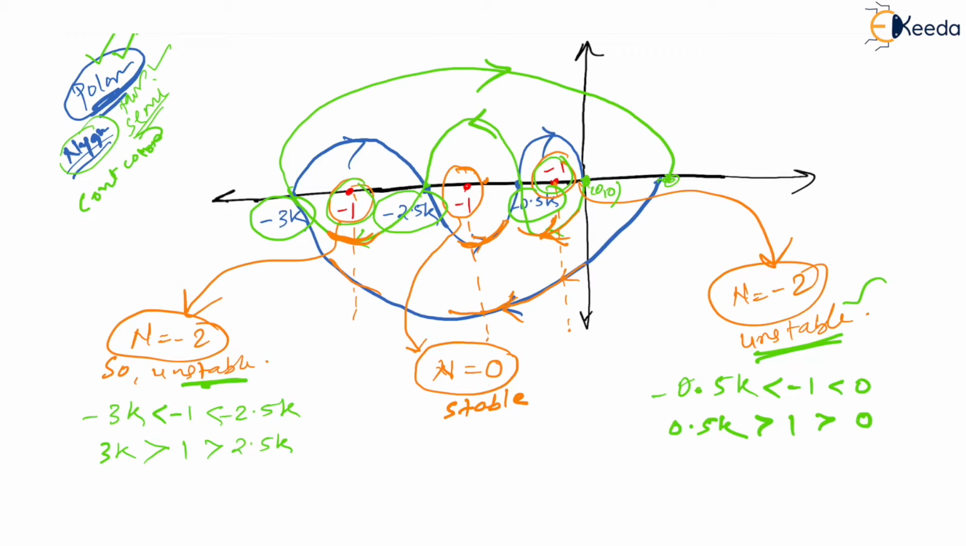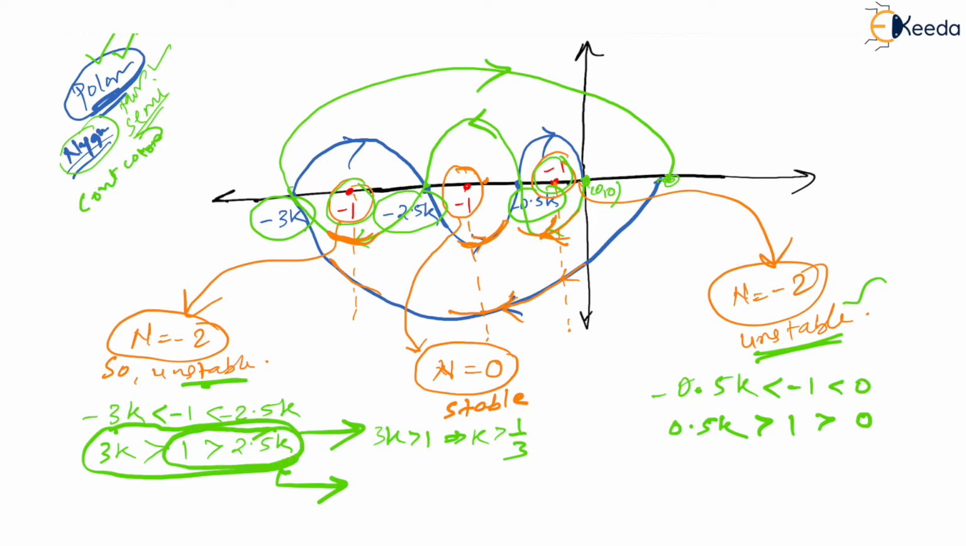Yes. Now here, by inequality principles, you understand that there will be two things: that 3k is greater than 1, which means k is greater than 1 by 3, right? And another thing that you get is that 2.5k is less than 1, so it becomes 2.5k less than 1. It means that k is less than 1 by 2.5, right?